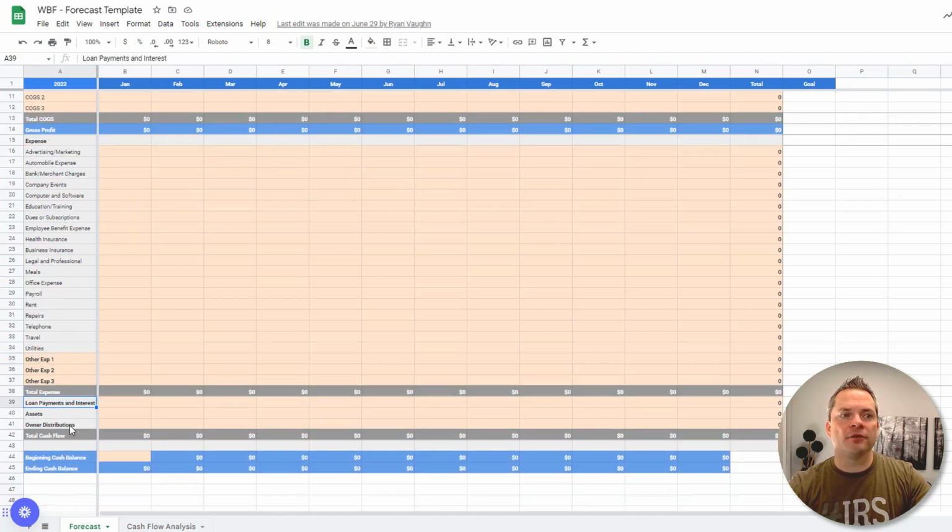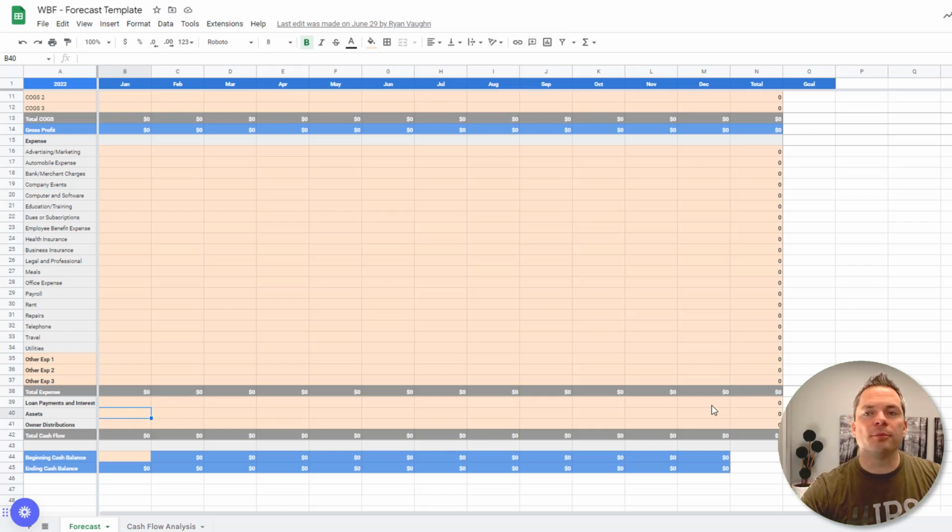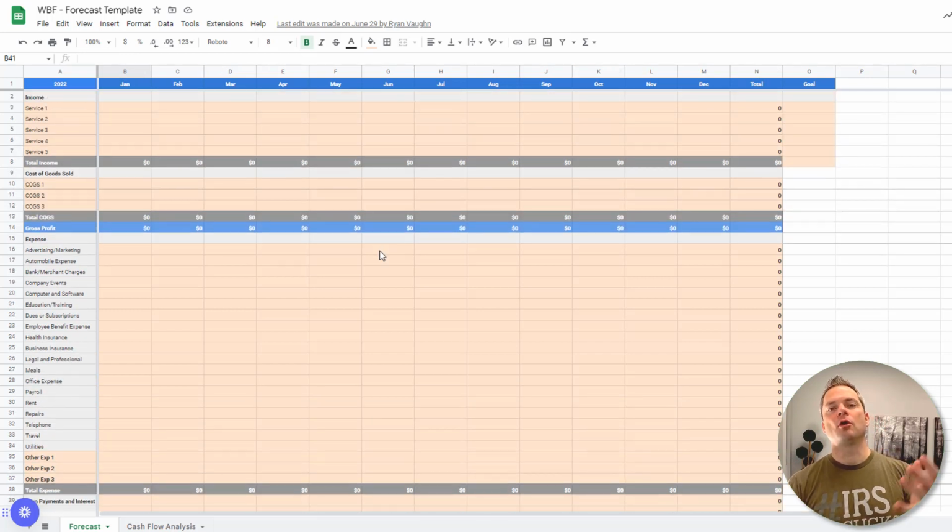And then this area down here, if you're going to have any loan payments, you would put that in this box. If you have any assets that you're going to purchase, you'd put that in these boxes. And then as you take owner distributions, you put that here. And then each column represents each month. You are going to start with forecasting your revenue by month.